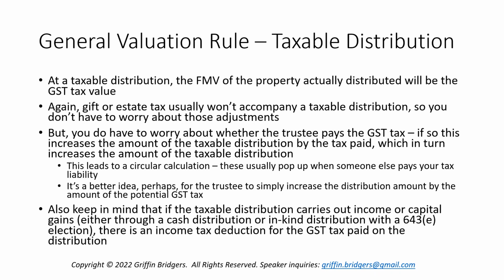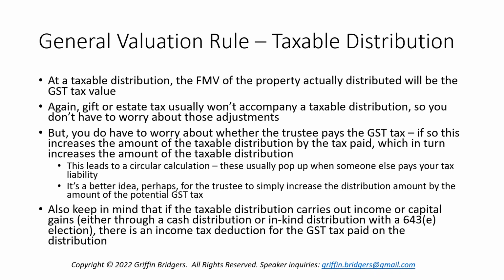So you want to avoid that outcome with a taxable distribution here. It's a better idea, perhaps, for the trustee to simply increase the distribution amount by the amount of the potential GST tax, so that the skip person beneficiary has enough there to pay the GST tax and net it out to the true intended distribution amount.